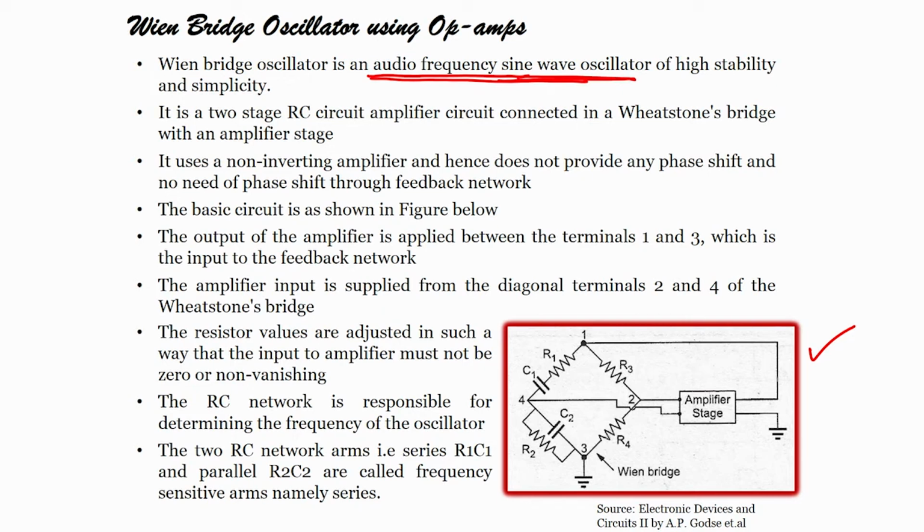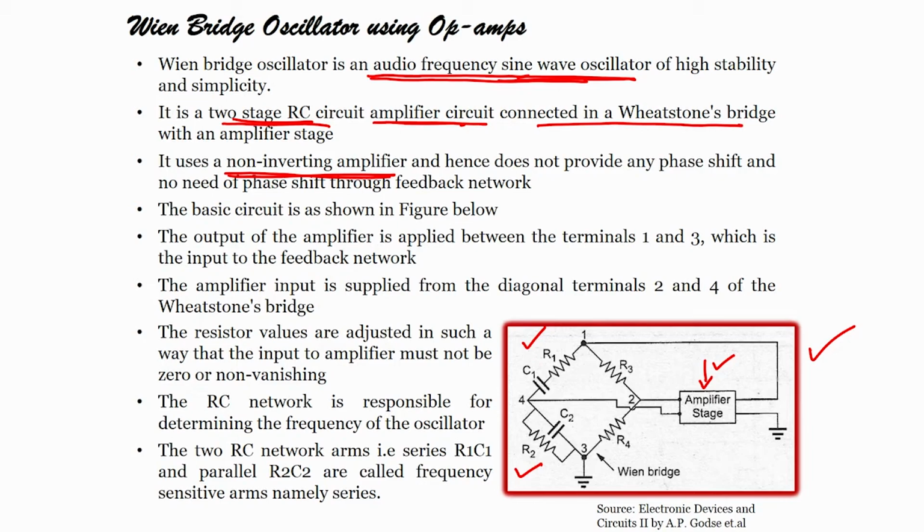It has a 2 stage RC circuit connected in a Wheatstone bridge, with an amplifier stage. You see there is one RC here, one RC over here, and an amplifier stage. So you have 2 RC circuits connected to the amplifier stage. The next thing to remember is that it uses a non-inverting amplifier. When it is a non-inverting amplifier, the output will be in phase with respect to the input, correct.